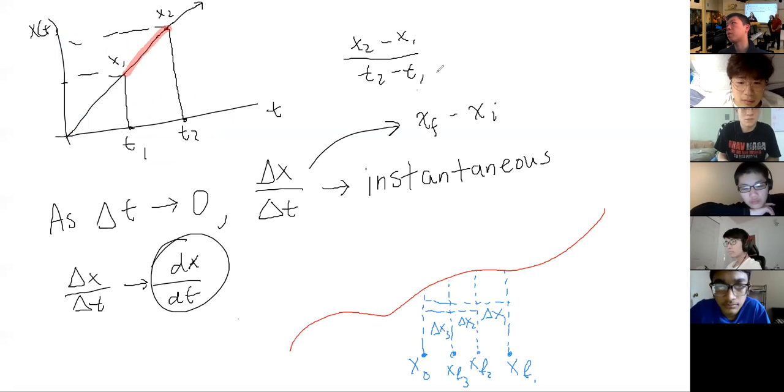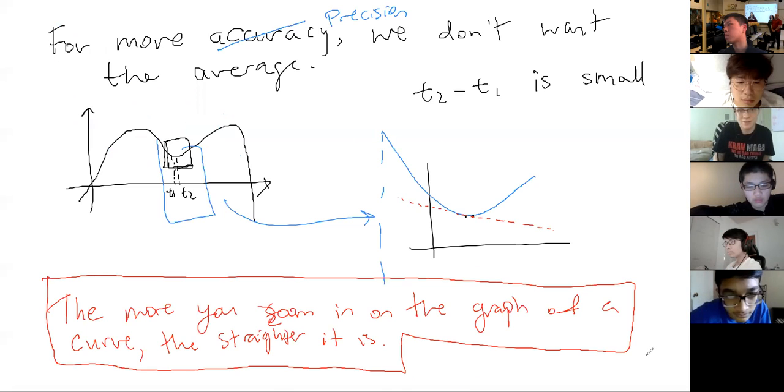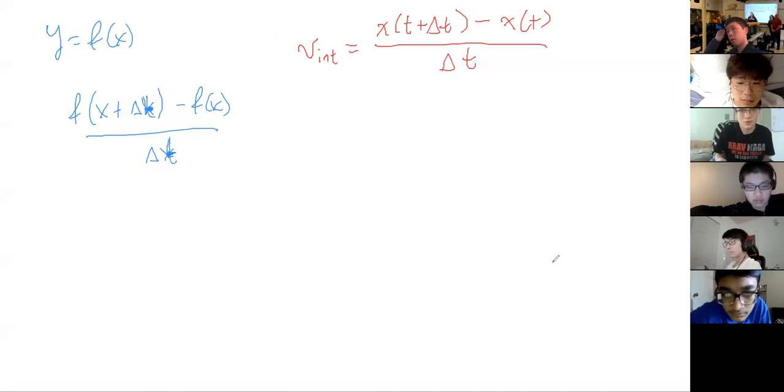So we take our original definition for average velocity, and then we just make this thing really small, and we get what we want. We send it basically to 0. So what that means is we take a limit.